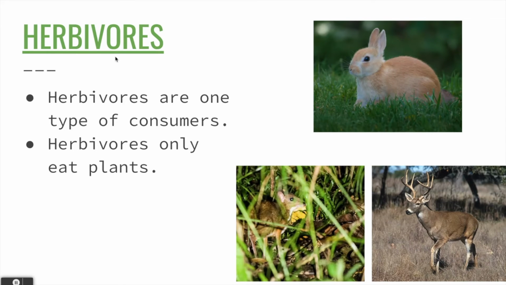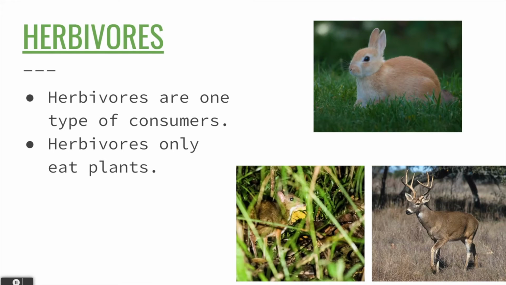Herbivores are one type of consumer. Herbivores are those organisms that only eat plants, like rabbits, rats, or deer. These are examples of herbivores because their diet, or how they get their energy, is mainly by eating grass or different types of flowers. Herbivores are still consumers, they just only eat plants.